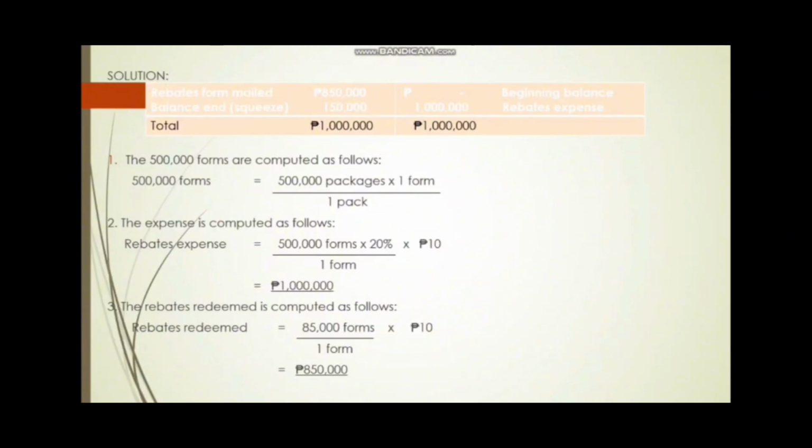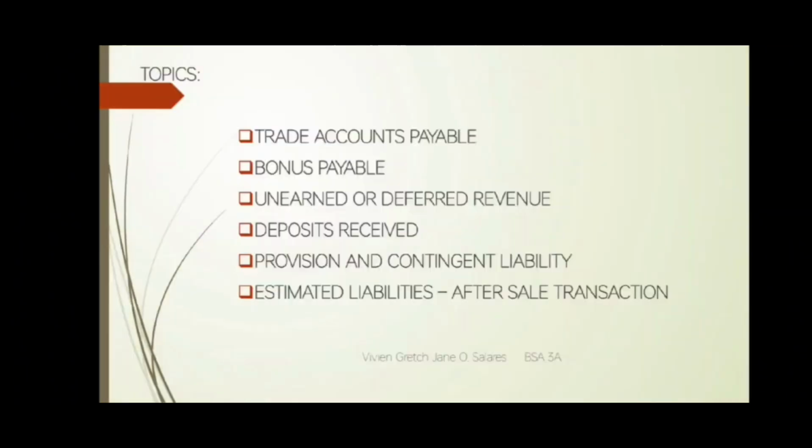So for the rebate forms mailed, that is 850,000, and then we have no beginning balance, the rebates expense is 1 million. So bring down 1 million, then to get the balance, or the squeeze amount, you subtract the 1 million and 850,000, so that is 150,000 as the balance, or ending balance.